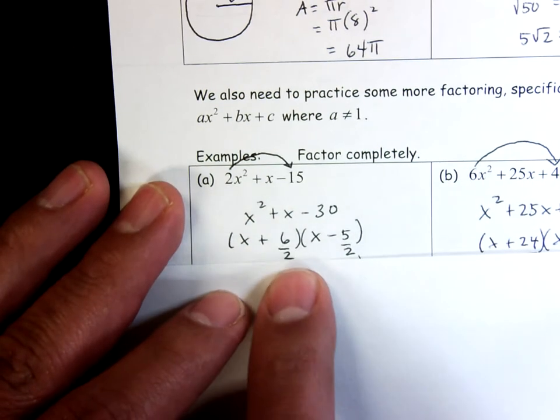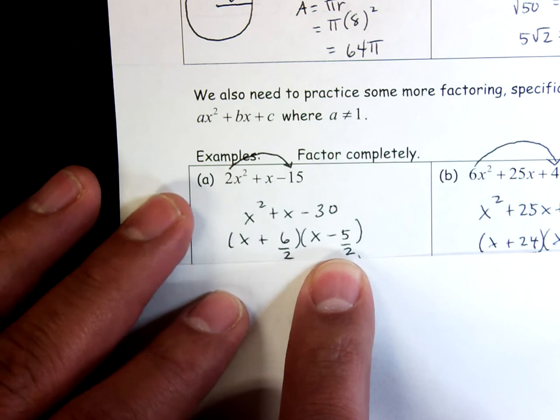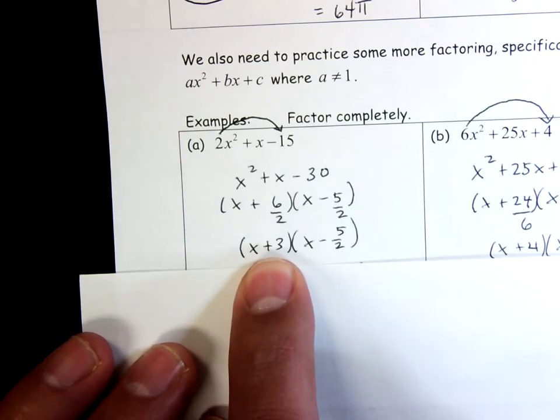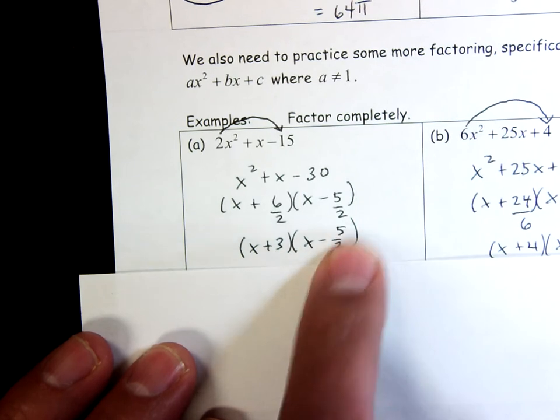So that's all I'm doing here. I'm now dividing both of these by 2. Well, 6 divided by 2, that's just 3. So that's x plus 3, so that one's done. But now I have x minus 5 over 2.